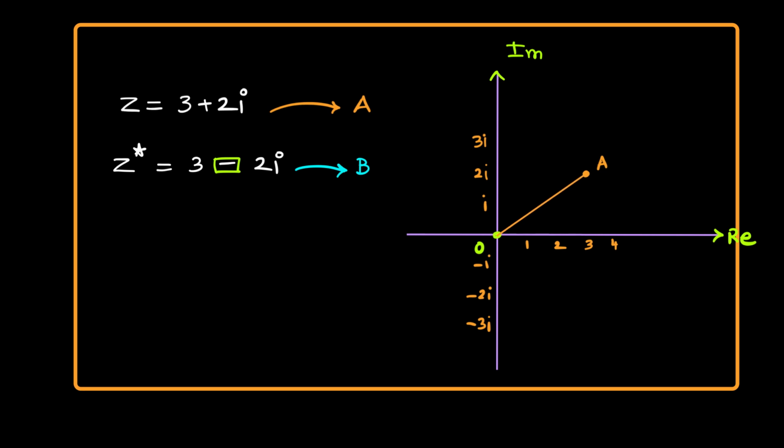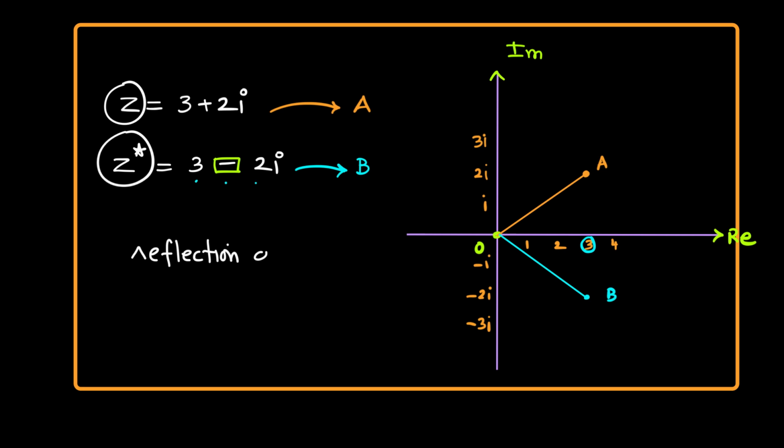Similarly, I'm labeling 3 minus 2i. The x coordinate is the same and this is minus 2i. So this goes over here. This is the point B. And again, I'm drawing a vector from origin till B. What do I observe? I observe that if two vectors are conjugates of one another, they are reflections of each other in the x-axis, which is now known as the real axis.